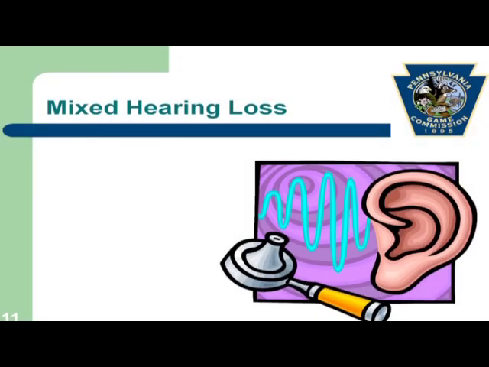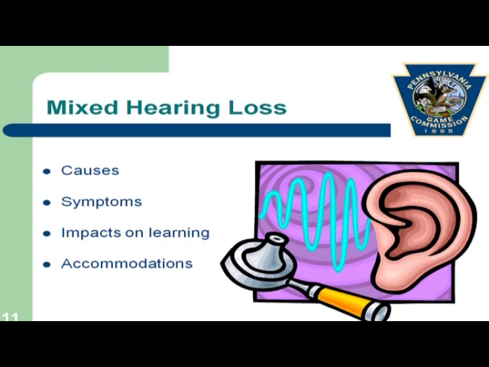Mixed hearing loss basically is a combination of both conductive and sensorineural loss. The symptoms can be a combination of either, one being more magnified than the other. Impacts on learning and accommodations are the same as previously discussed. Since English is an auditory language, the majority of people born with total or severe hearing loss are unable to read or comprehend written text.